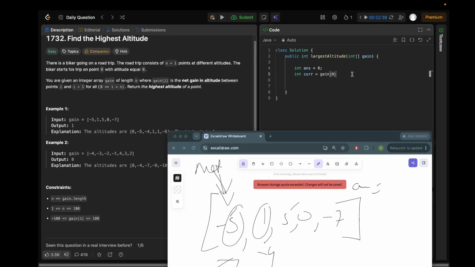for loop here. Let me, okay, for integer i equals to 0, i must be less than, i equals to 1, i must be less than gain dot length, i plus plus. Okay, so what do?